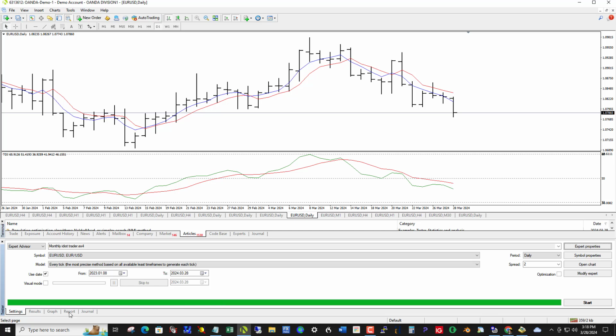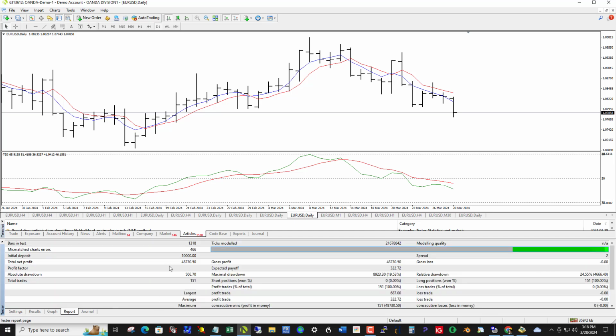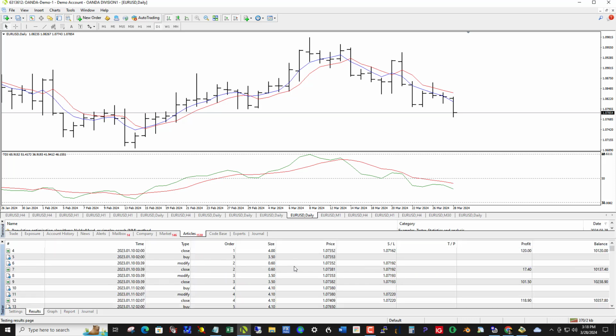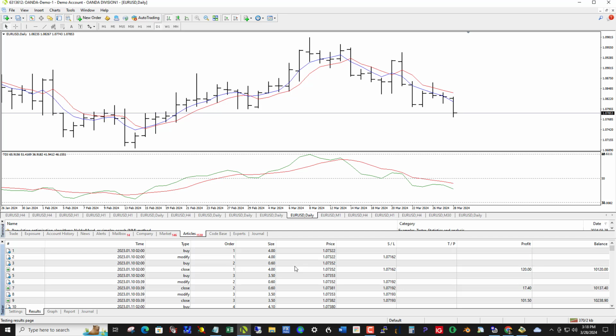And here's the report. The net profit is $48,730 on a $10,000 deposit. Profit factor, oops, it's missing here. The drawdown is 19%. 151 trades, 100% won. And the genius here is that the balance is growing exponentially because the program is also calculating: if you have a loss, it will cut back on the number of lots it's trading.